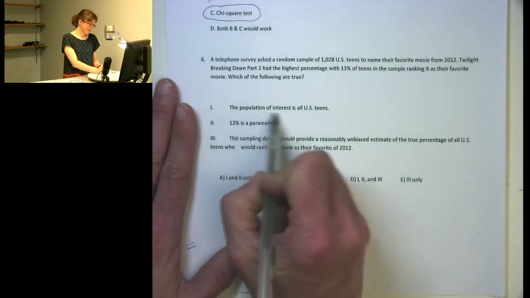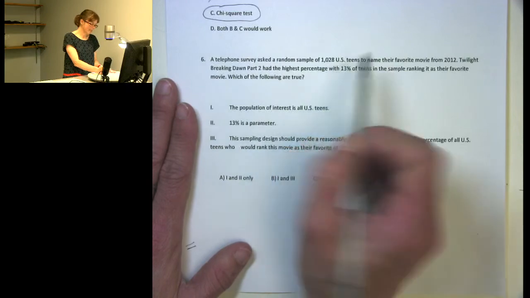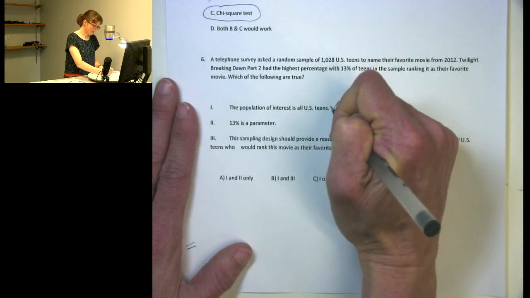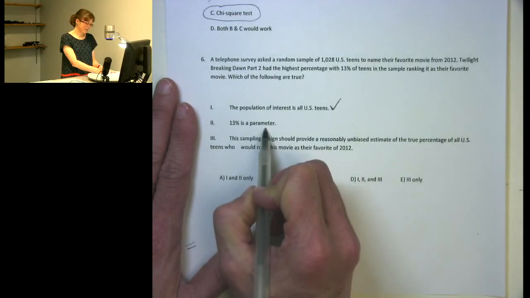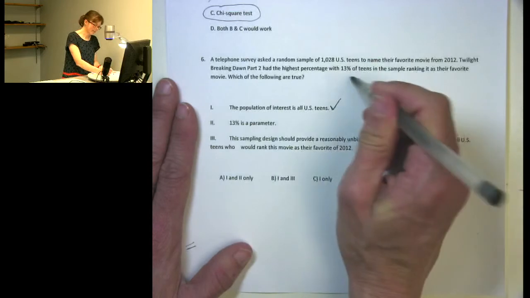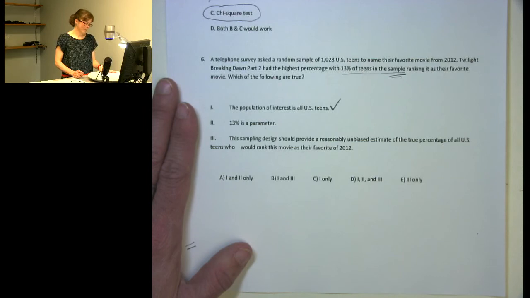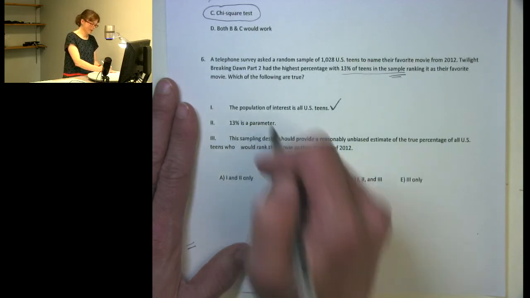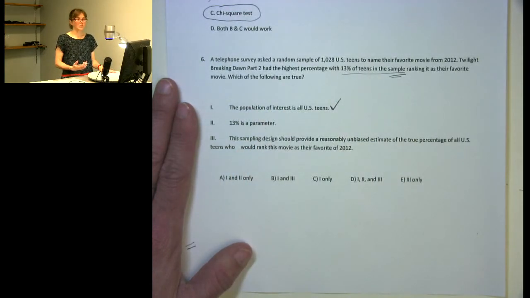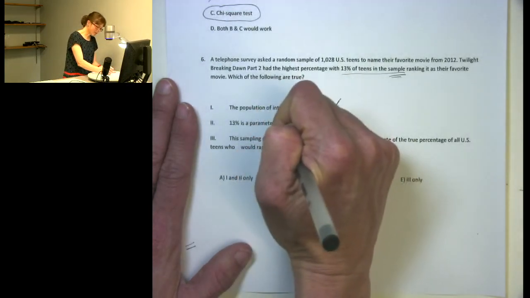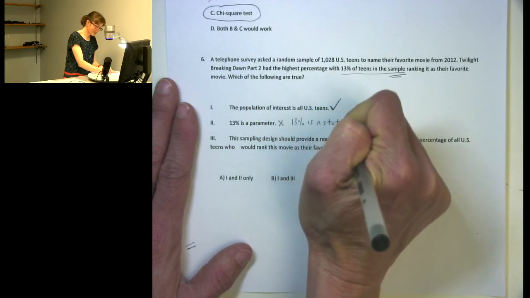The first statement is that the population of interest is all U.S. teens. Now, since they took a random sample of U.S. teens, this is presumably the population that they were interested in. The next one is that 13% is a parameter. Here, 13% of teens in the sample ranked Breaking Dawn Part 2 as their favorite movie. So that's not a parameter. To be a parameter, we'd have to collect data from the entire population and use it to calculate a number. This is not true. 13% is a statistic, not a parameter. It's calculated from the sample.